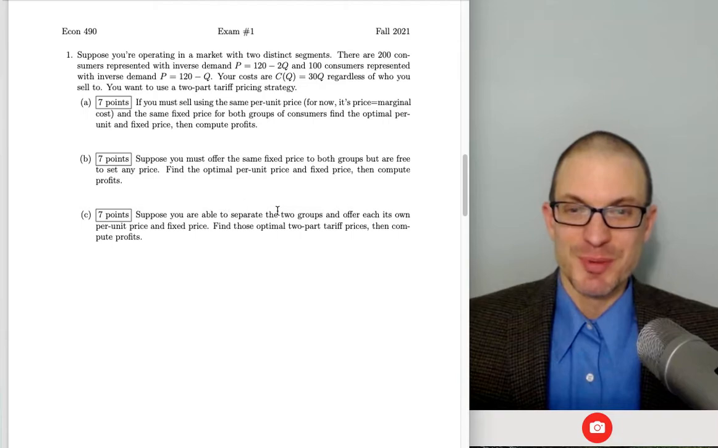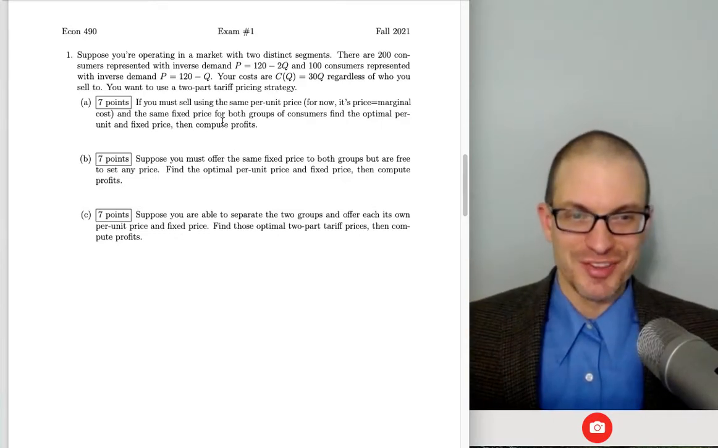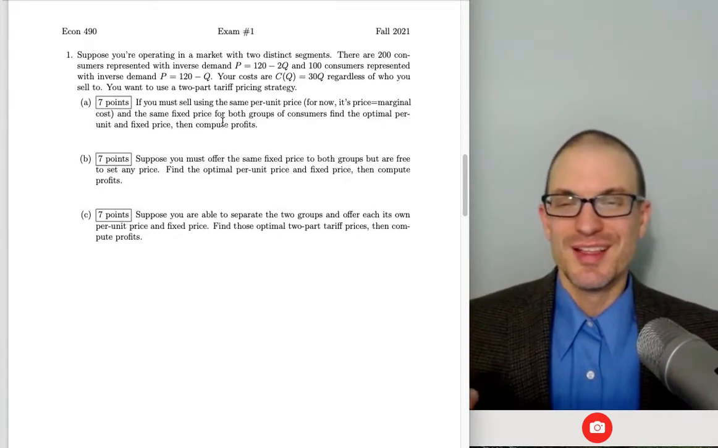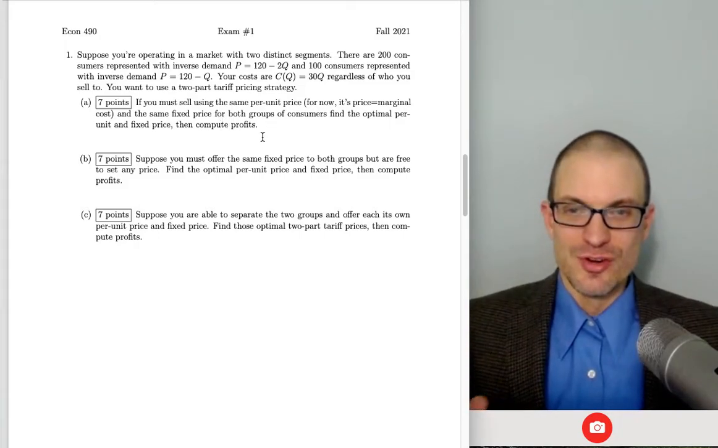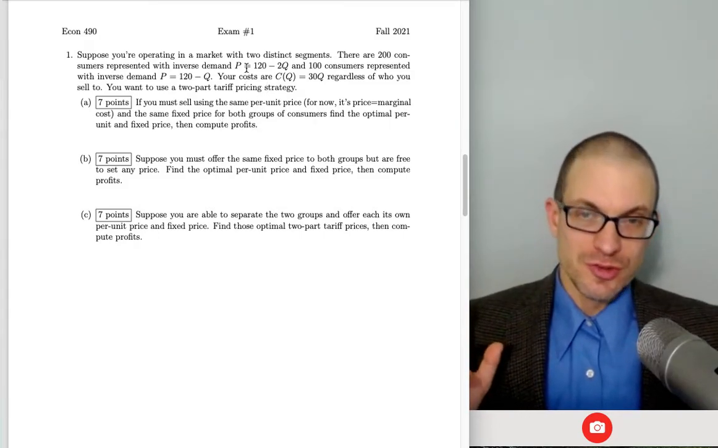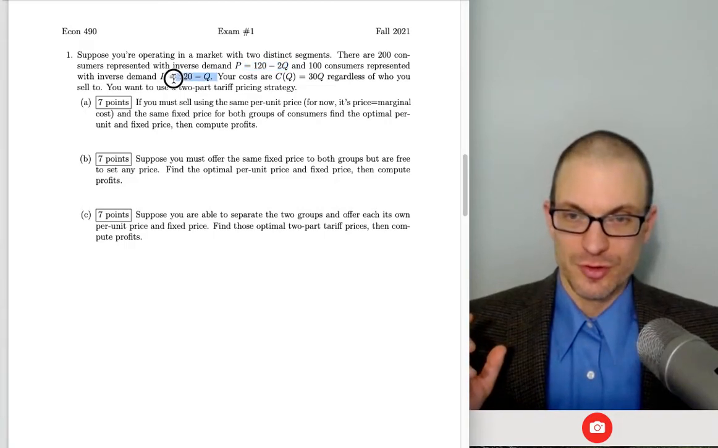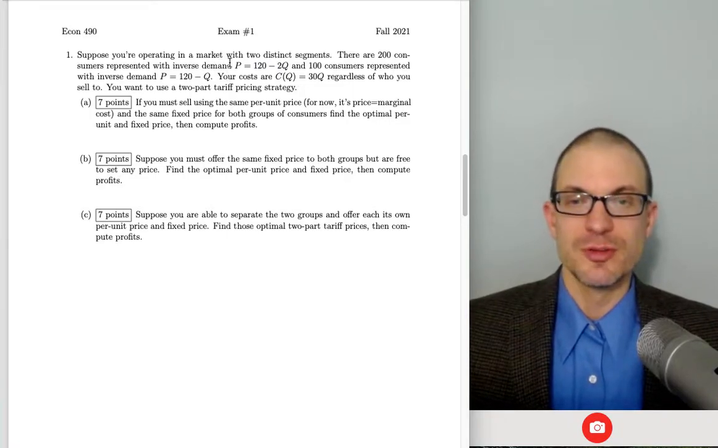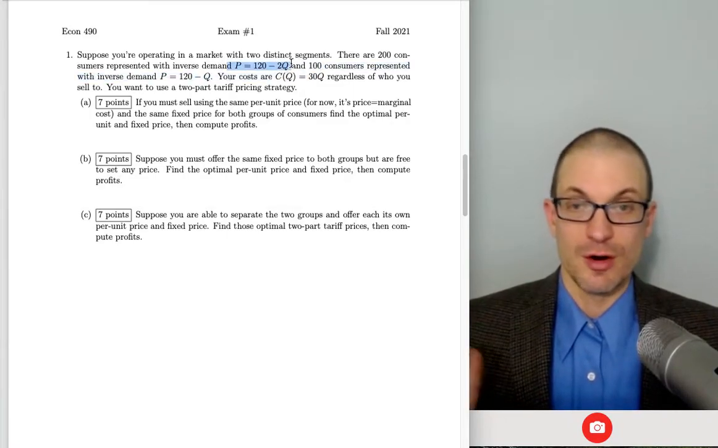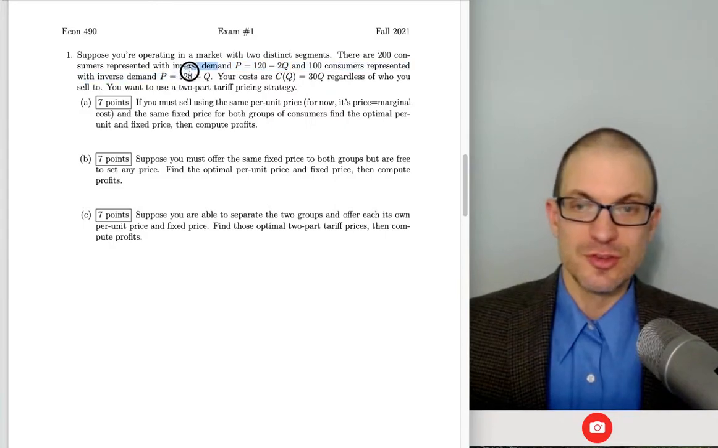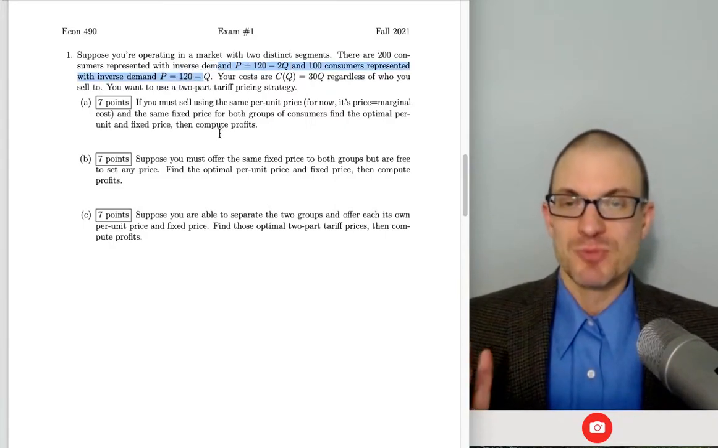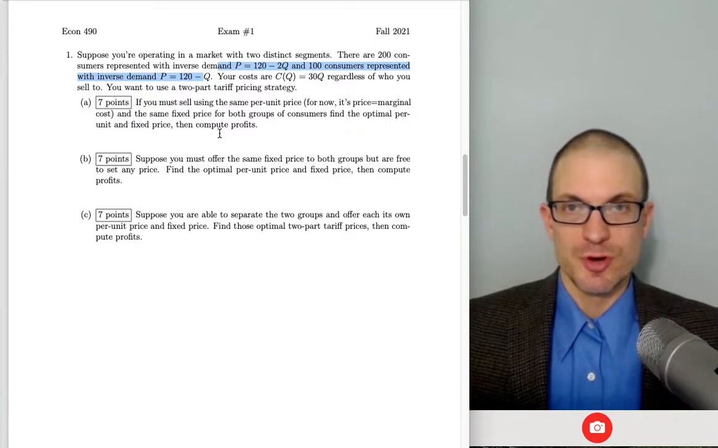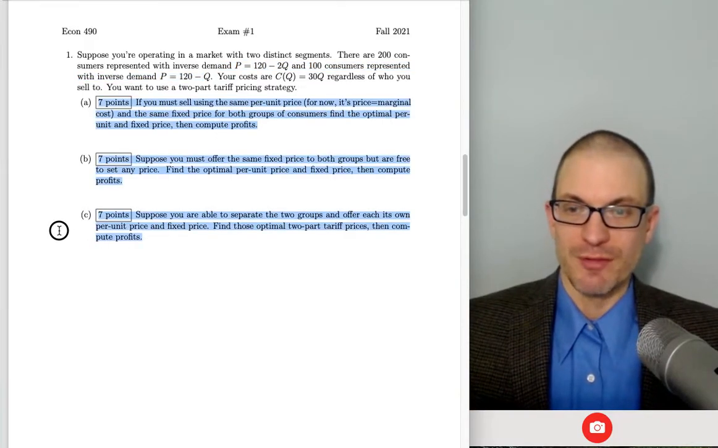Then for part C, suppose you're able to separate the two groups, offer each its own per unit price and fixed fee. Find those optimal two-part tariff prices. Why did I skip there? It's because once you've done that work, that is part C. You're no longer deciding whether to use this group's fixed fee for both or this one's. Instead, you set price equal to marginal cost. These consumers get their own fixed access fee, and these consumers get their own, each respectively equal to their consumer surplus at the price of 30, and that's going to maximize profits. So that's why I skipped there.